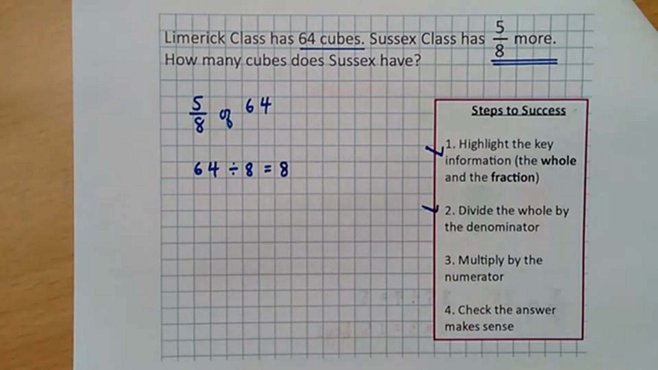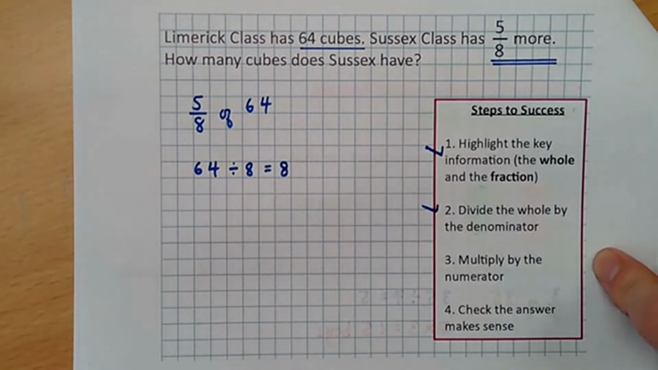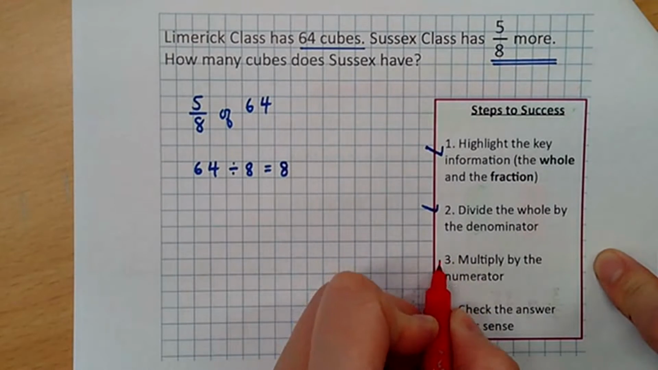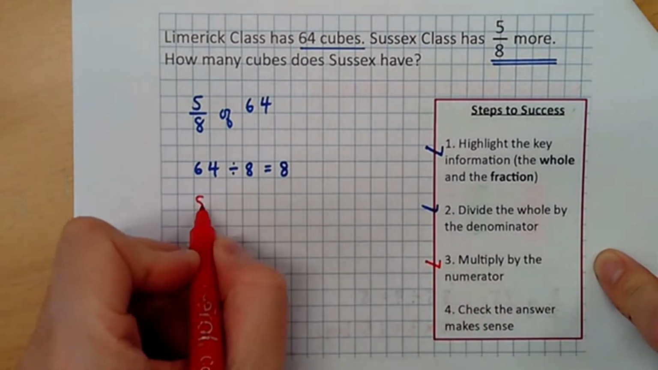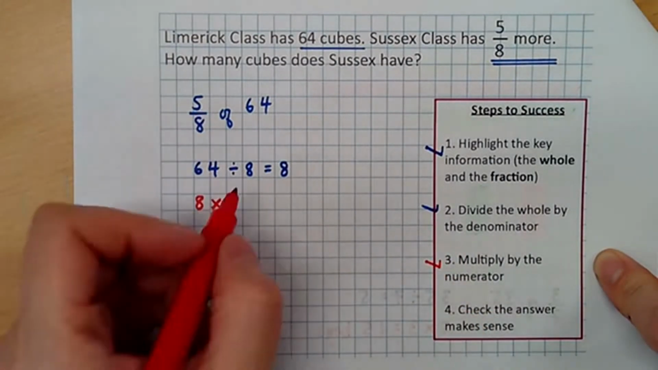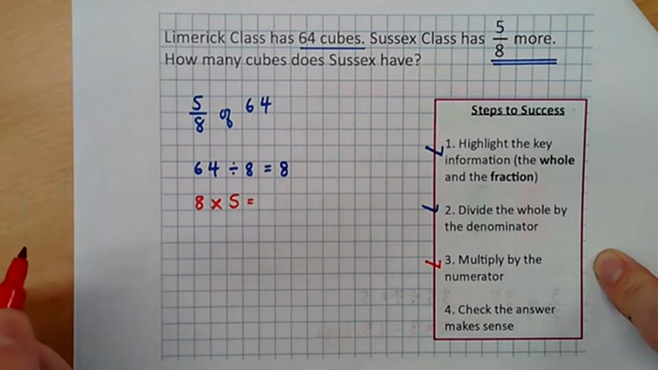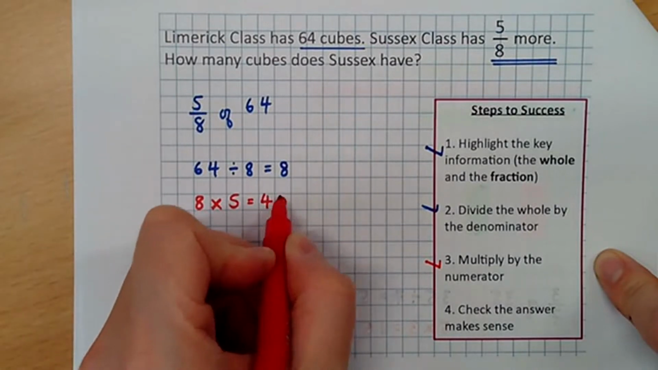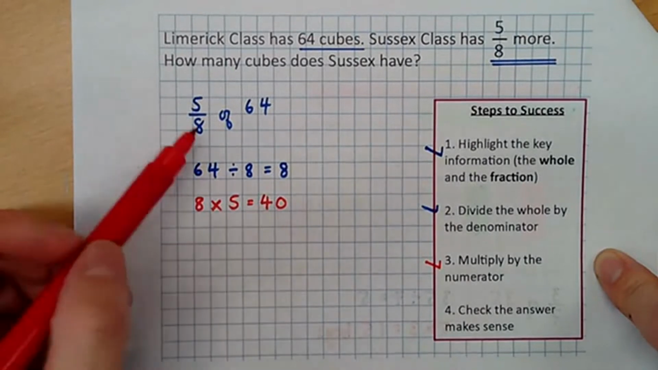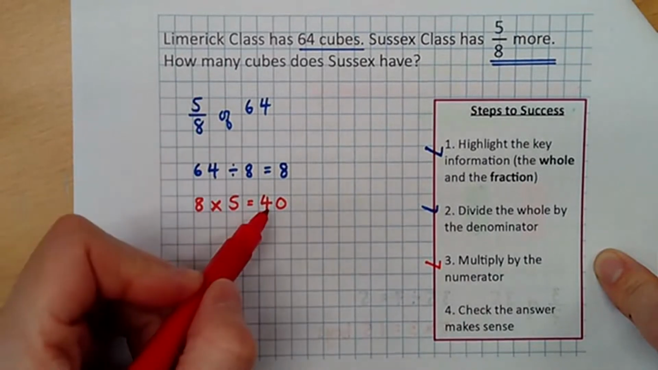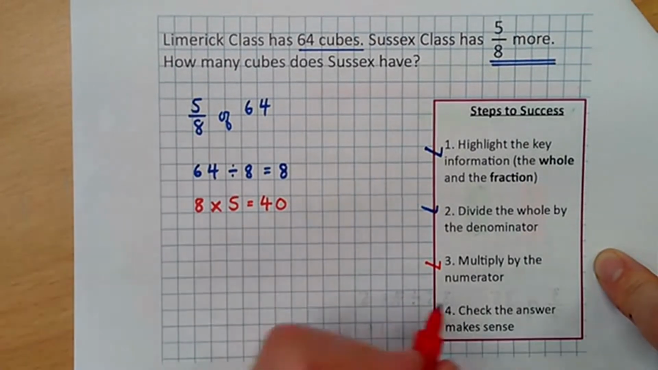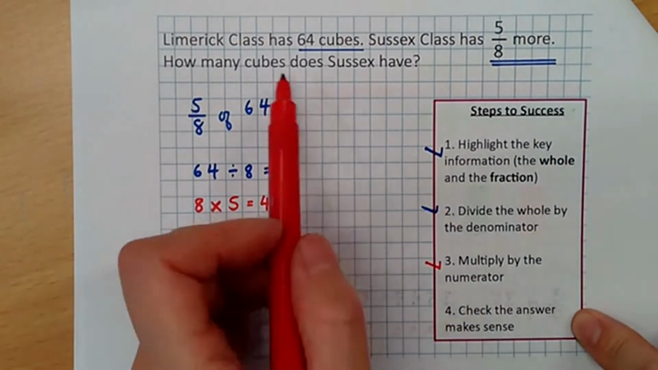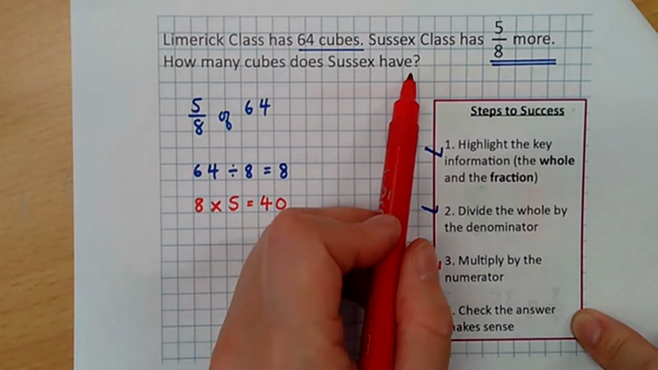Great, so I've completed the first step. Read out the second step for me. Good, I need to multiply by the numerator. So 8 multiplied by 5 equals, shout it out, 40. Great, so now I know that 5/8 equals 40. I've followed the majority of my steps. I still have the last one. How many cubes does Sussex have?